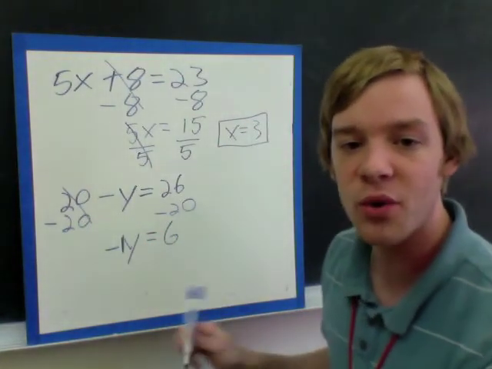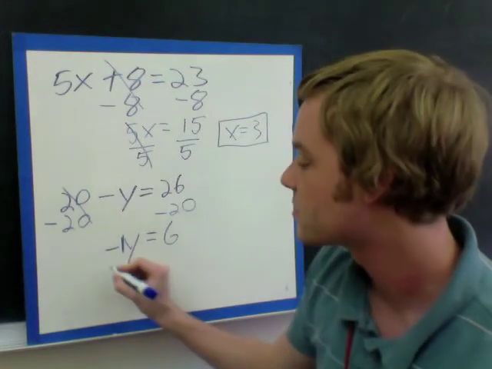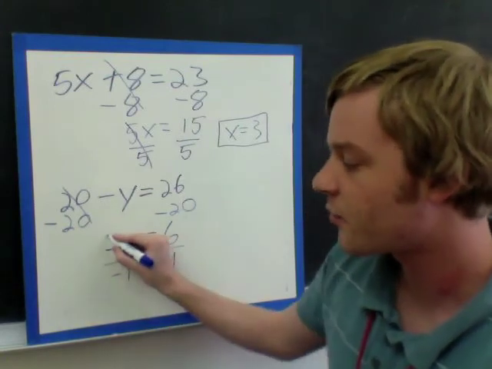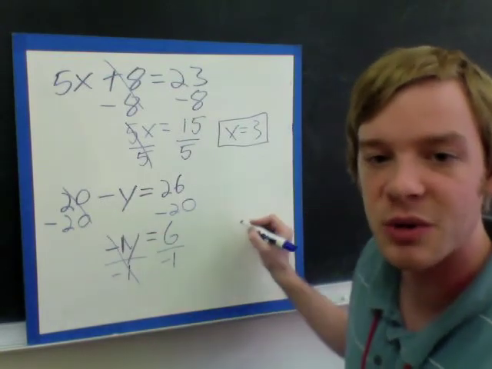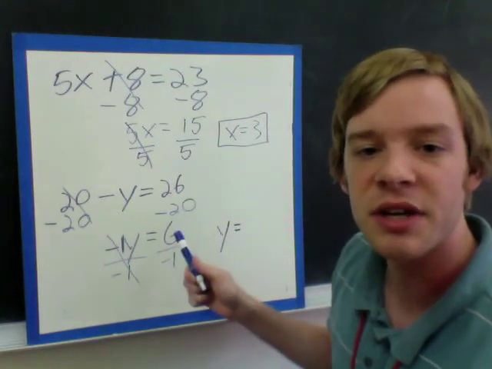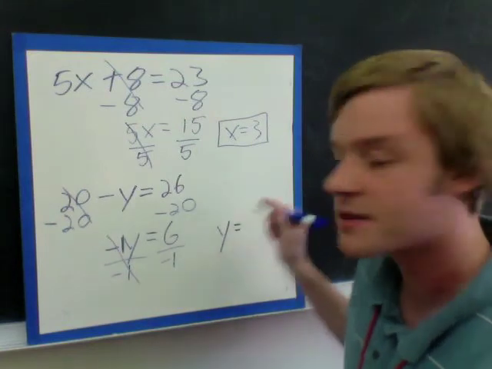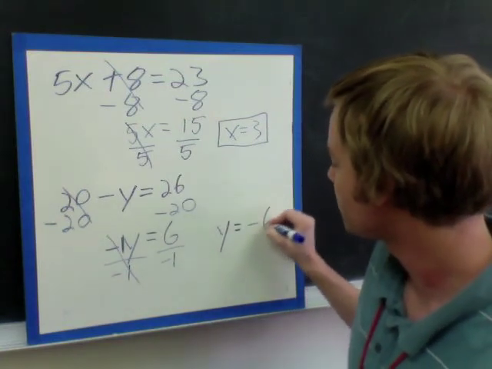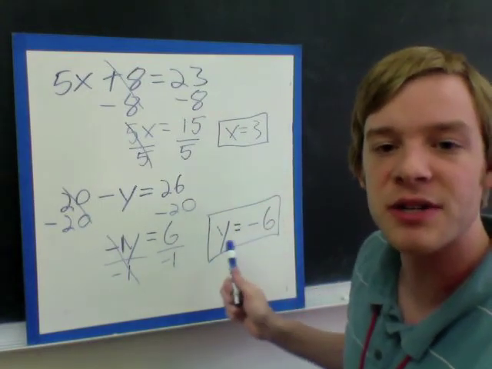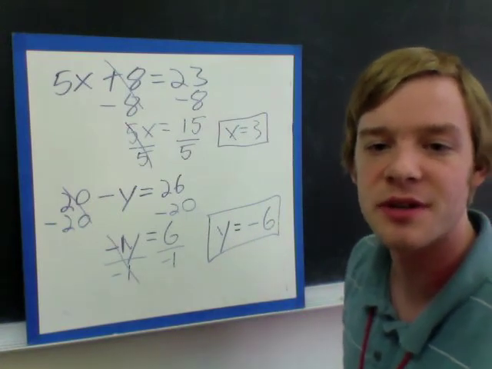So now, in order to get y by itself, I need to divide both sides by negative 1. The negative 1 and the negative 1 will cancel over here, which will give me y by itself. But then over here, when I have 6 divided by negative 1, this is going to give me a negative 6. And so my answer here is y equals negative 6. Not just negative 6, but y equals negative 6.